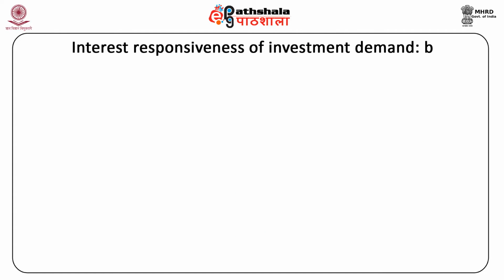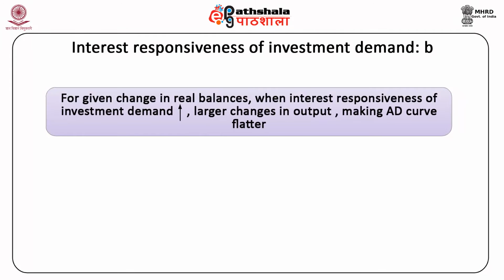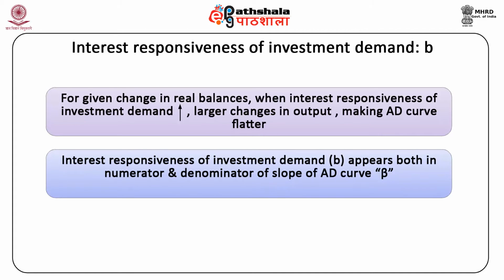Interest responsiveness of investment demand, which is given by B. For a given change in real balances, when interest responsiveness of investment demand increases, there is a large change in output, making aggregate demand curve flatter. Mathematically, interest responsiveness of investment demand appears both in the numerator as well as in the denominator of the slope of aggregate demand curve beta.